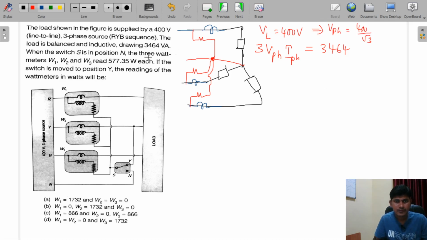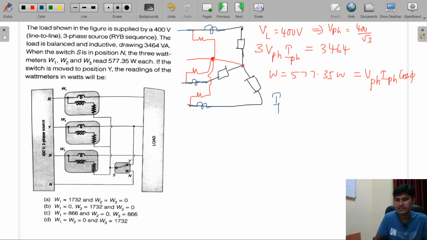Now the three wattmeters read 577.35 watts. Each wattmeter reads per phase power, that is V phase I phase cos phi. From this you can find I phase. Put this in this, then you will get I phase.